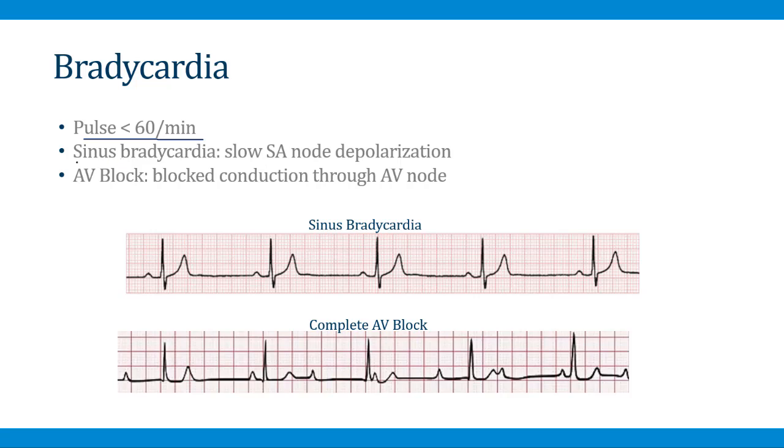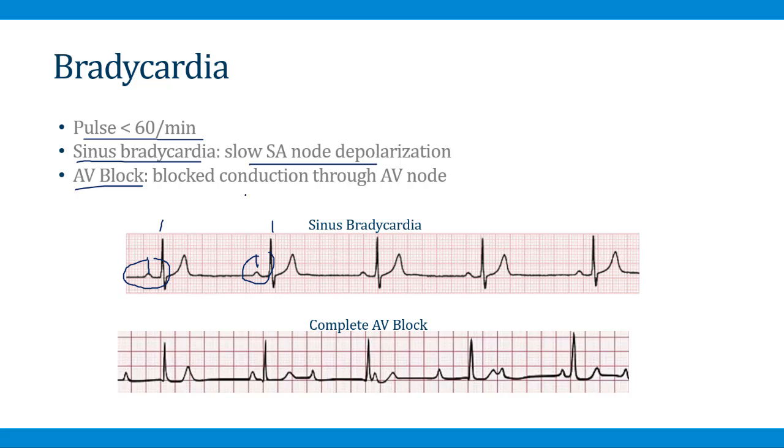The first way is sinus bradycardia. This is what happens when there is slow SA node depolarization. If you look at the tracing at the top of the screen, we've got a P wave followed by a QRS and then another P wave followed by a QRS. This is a bradycardic rhythm. If you determine the heart rate from the strip, you'll see that it's less than 60 beats per minute. And the reason it's less than 60 is because the P waves are just being generated at a slow rate, and that's sinus bradycardia.